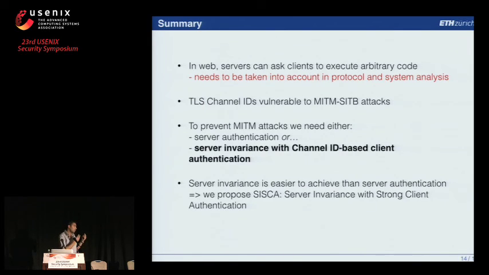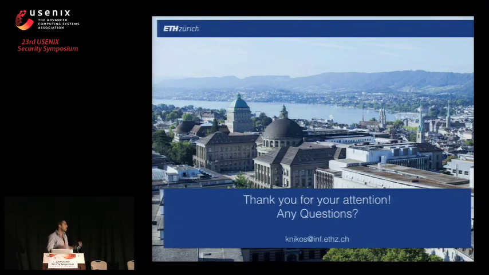And in the paper, we describe in detail how this could be implemented, and also I've skipped a lot of details here, for example, on how you have to deal with cross-origin communication, or resource caching, for example, and other kinds of details that need to be taken into account such that the server invariance property will hold in a realistic scenario. And with this, I conclude my talk, and I'm happy to take your questions.